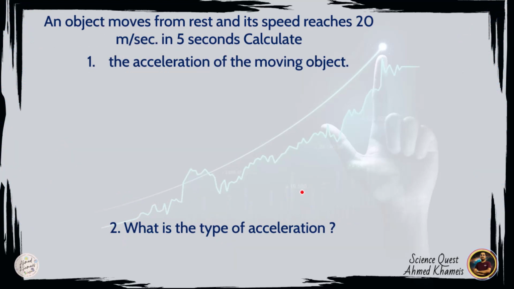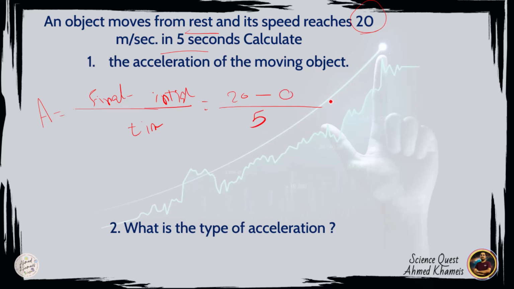An object moves from rest and its speed reaches 20 meters per second in 5 seconds. Calculate the acceleration of the moving object. Again, acceleration equals final speed minus initial speed over time. The final speed, 20 meters per second, minus the initial speed, which will be 0 since the car moves from rest, over 5 seconds, equals 4 meters per second squared.